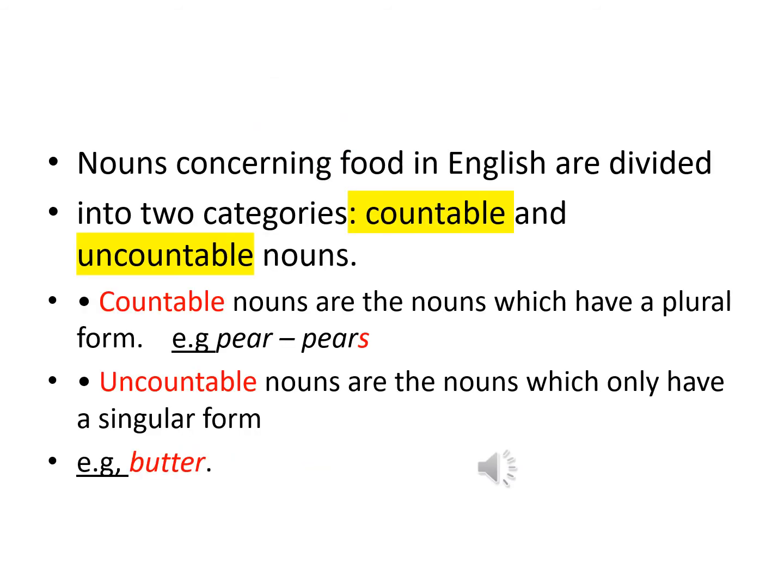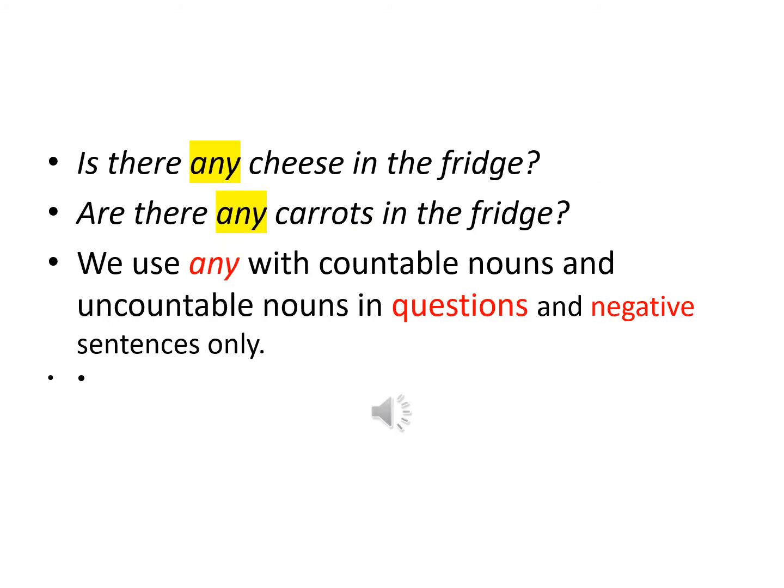Nouns concerning food in English are divided into two categories: countable nouns and uncountable nouns. Countable nouns are the nouns which have a plural form, for example, pear, pears, apple, apples. And uncountable nouns are the nouns which only have a singular form, for example, butter, water, juice. Are there any carrots in the fridge? We use any with countable nouns and uncountable nouns in questions and negative sentences only.